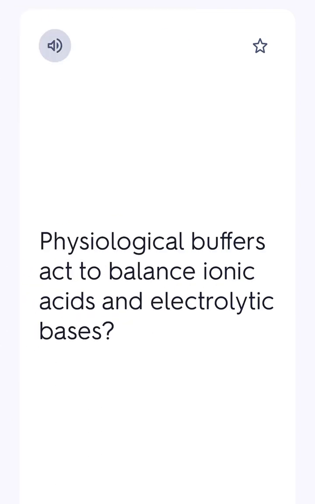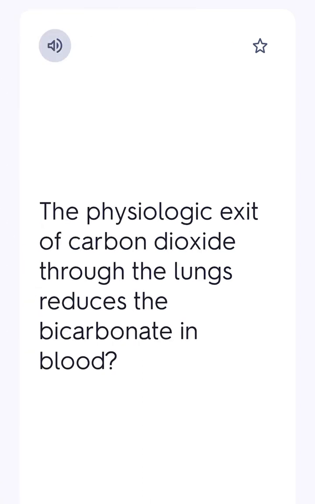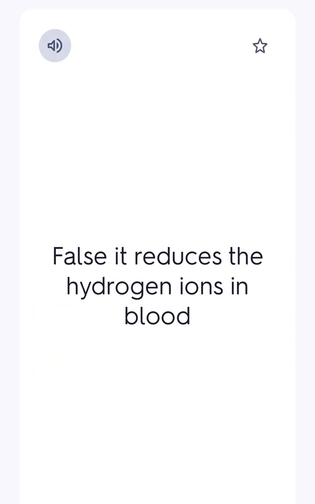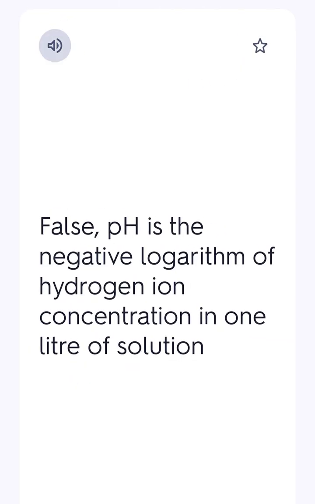Physiological buffers act to balance ionic acids and electrolytic bases? False. There are no ionic acids or electrolytic bases. The physiologic exit of carbon dioxide through the lungs reduces the bicarbonate in blood? False. It reduces the hydrogen ions in blood. pH is the positive logarithm of hydrogen ion concentration in 1 liter of solution? False. pH is the negative logarithm of hydrogen ion concentration in 1 liter of solution.